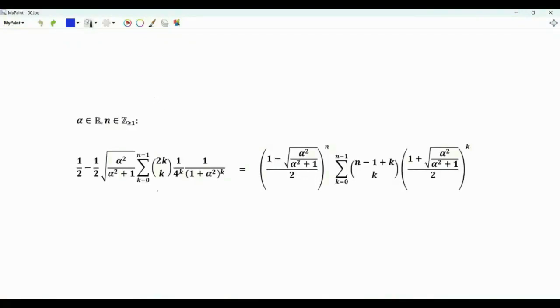Bismillah ar-Rahman ar-Rahim. This video is about proving the following identity. On each side, we have a finite sum that involves a binomial coefficient. N is a positive integer. Alpha is any real number.